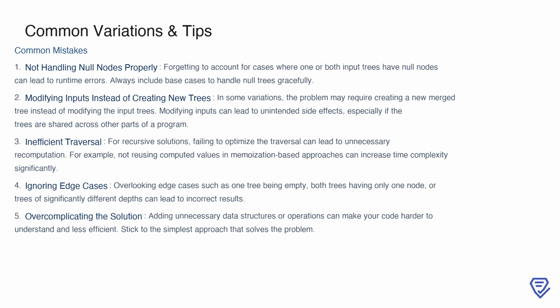Additionally, overlooking edge cases is a frequent pitfall. Scenarios like one tree being empty, both trees consisting of just one node, or trees having significantly different depths can lead to incorrect results if not explicitly handled.